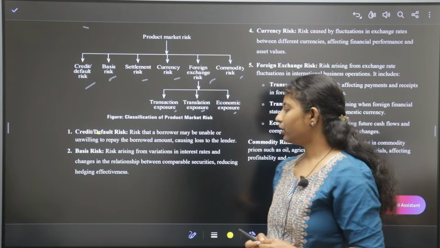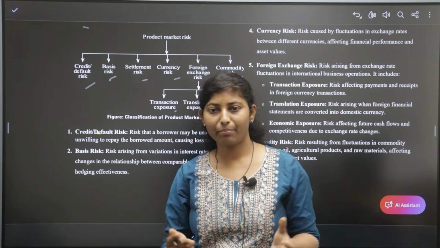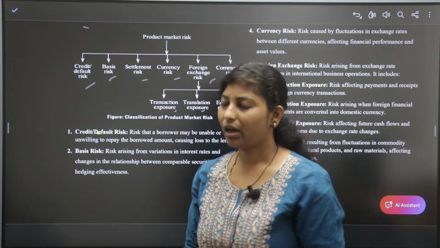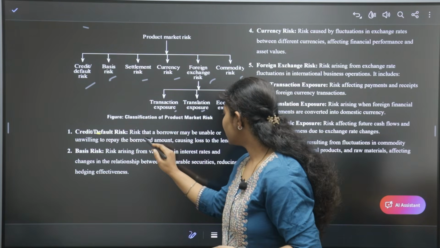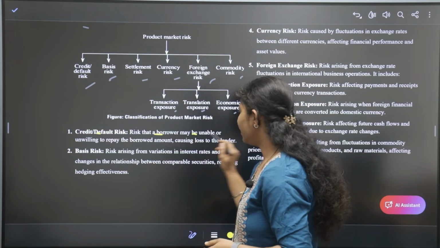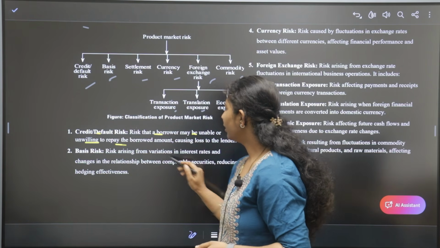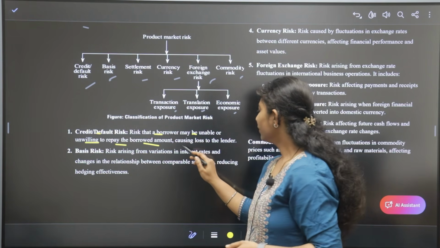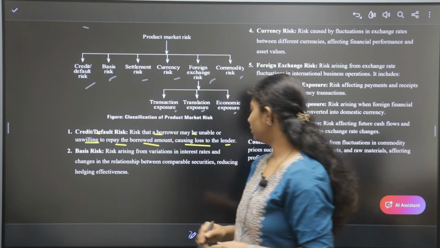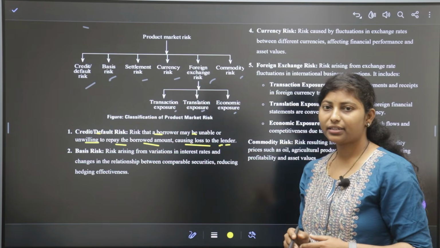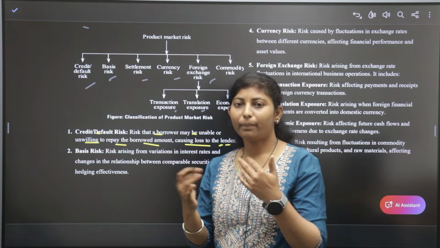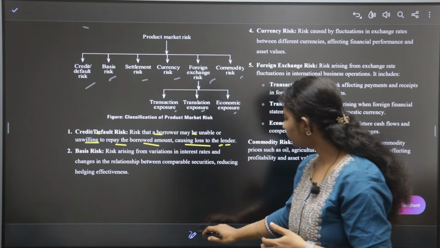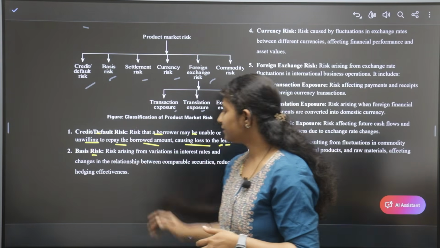Already we know what credit or default risk means. Credit means the amount which we are unable to get back from the party to whom we gave. So credit risk is the risk that a borrower may be unable or unwilling to repay the borrowed amount, causing losses to the lender. The lender is nothing but us, the people who are not getting back the amount which we gave.